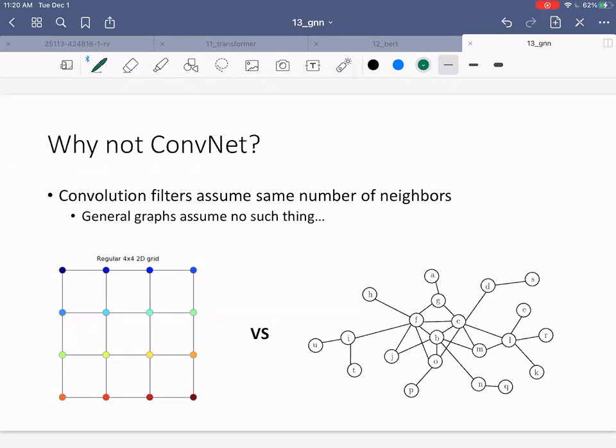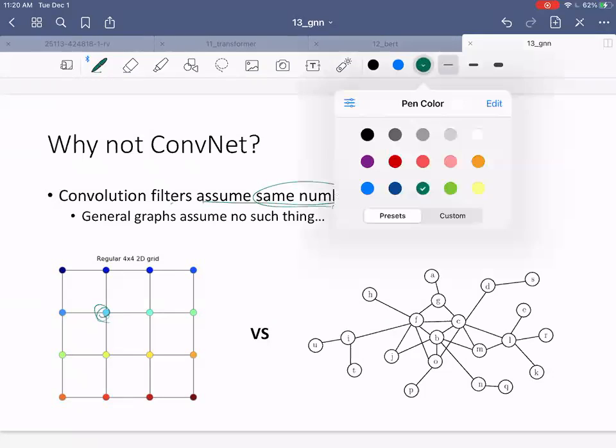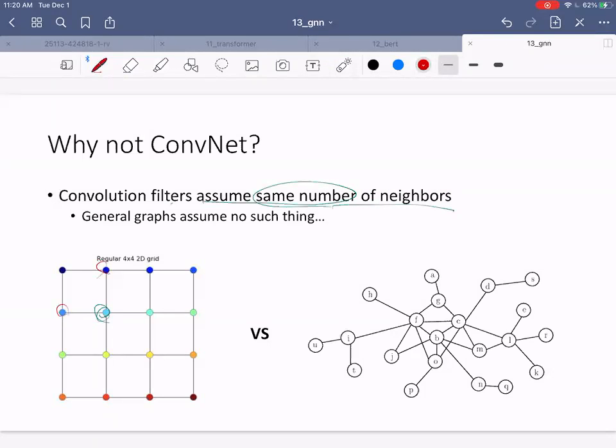So again, why can't we use convnets on graphs? That's because convolution filters, the kernels of convnets, assume the same number of neighbors all the time. If you're facing grid type data, then you're assuming that each feature or each pixel has 4 neighbors all the time. 4 neighbors here, again 4 neighbors here. So that's how you can slide your kernel or filter across the space, horizontally and vertically, and that's how you represent your image.